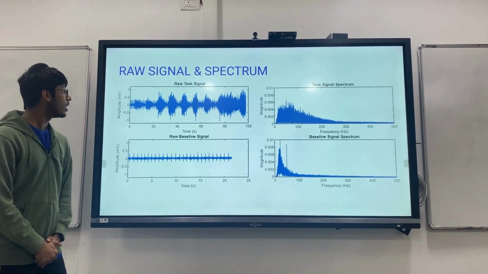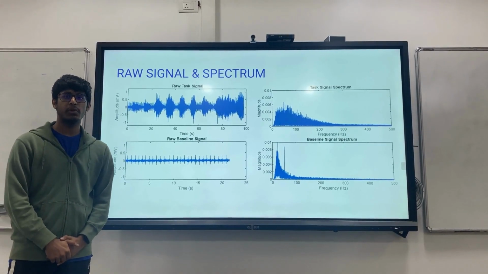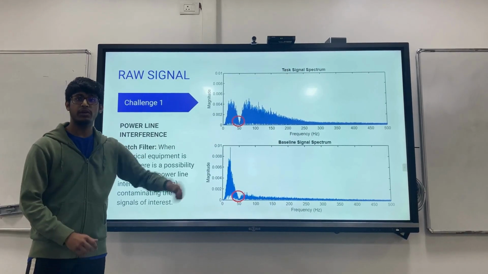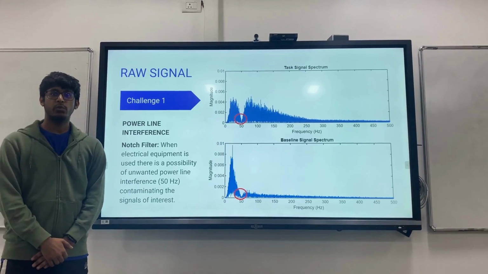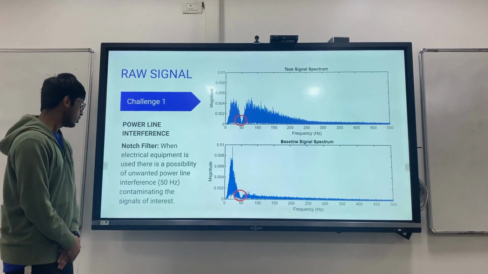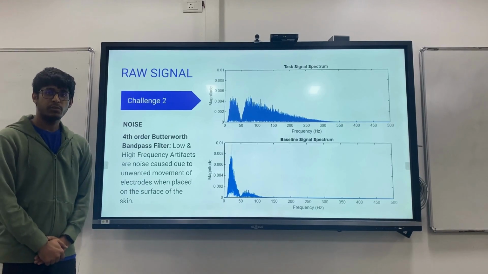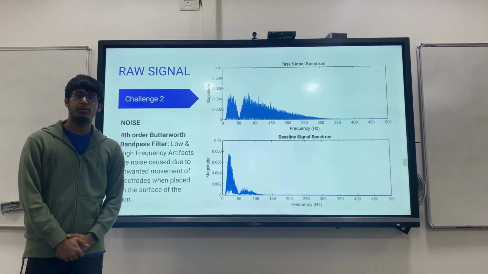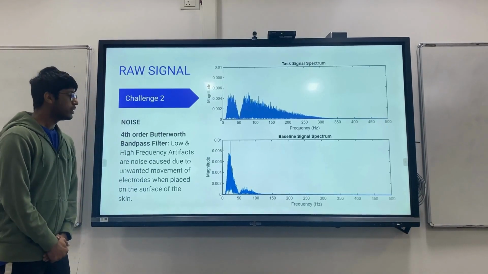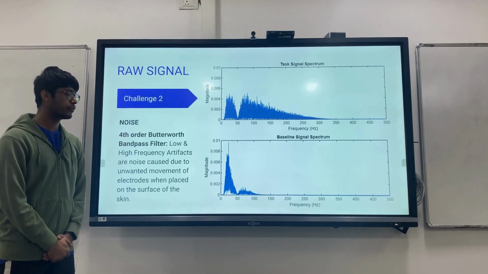The raw signal that we acquired requires some pre-processing before doing time and frequency domain analysis. Firstly, we removed the 50 Hz frequency component as there is a possibility of unwanted power line interference contaminating the signal of interest. For this, we used an IIR notch filter. Secondly, we removed all the low and high frequency components using a 4th order Butterworth bandpass filter. These noisy components were added due to unwanted movement of electrodes when placed on the surface of the skin.